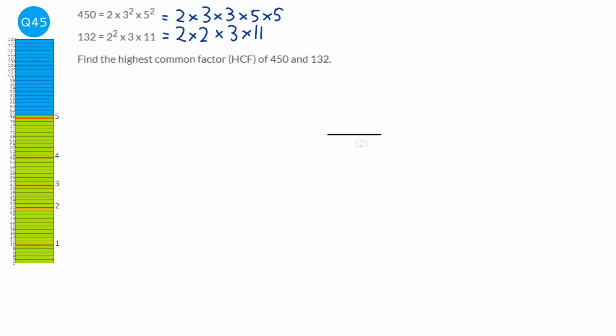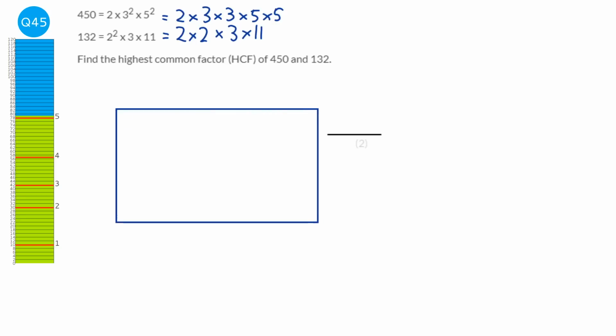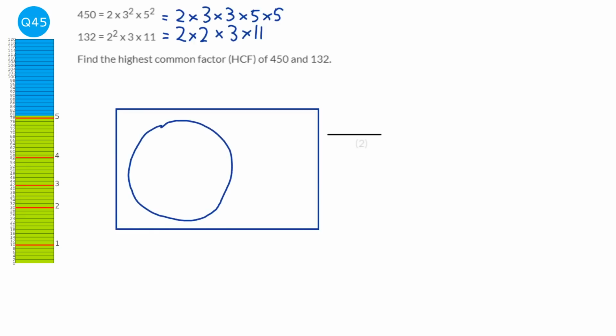And we're going to draw ourselves a Venn diagram. So let's just do a rectangle at the outside. I'm going to try and do some nice circles here. Try my best anyway. Okay, so on the left hand side we have the 450, on the right hand side we have the 132. So we'll start with the 450 and the numbers. So actually looking at the numbers, looking at the prime factors at the top, we can see they both have a 2 in them.